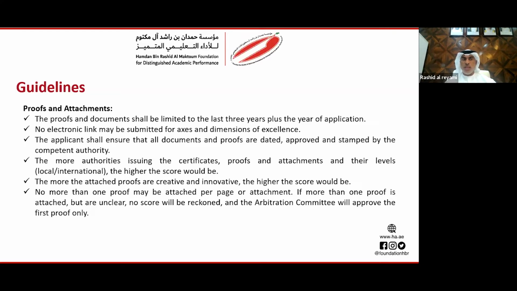The applicant shall ensure that the documents and proofs are dated, approved and stamped by the competent authority. The higher the authority issuing the certificate, proof, and attachment, whether local or international, the higher the score. The more the attachments, proofs, creativity, and inventiveness, the higher the score.